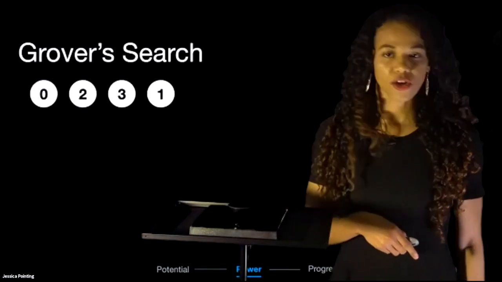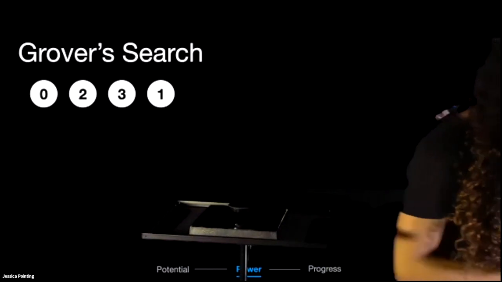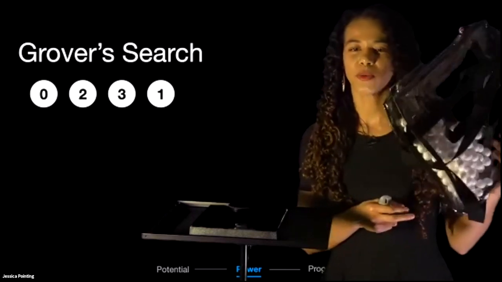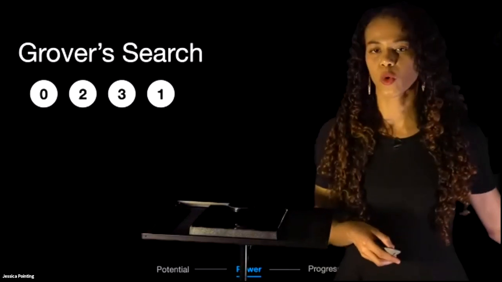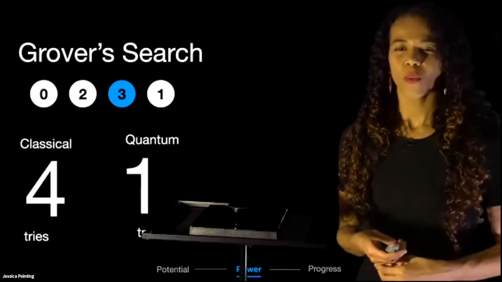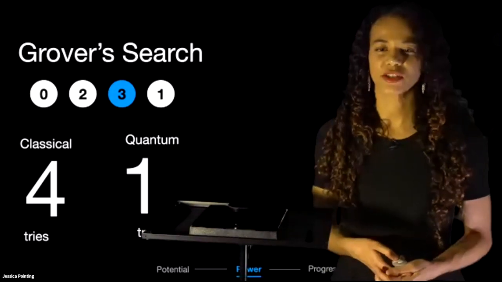So let's take a look at a specific quantum algorithm and what that would look like in terms of gates. Let's go back to the example where we had a bag with 100 balls, but in this case, let's simplify it to 4 balls. This is the algorithm called Grover search. Let's say I want to find ball number 3. Classically it would take up to 4 tries, and in the quantum case, it would take just 1 try.